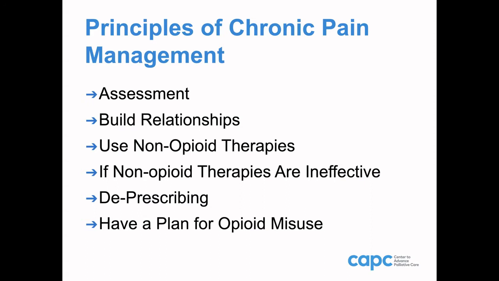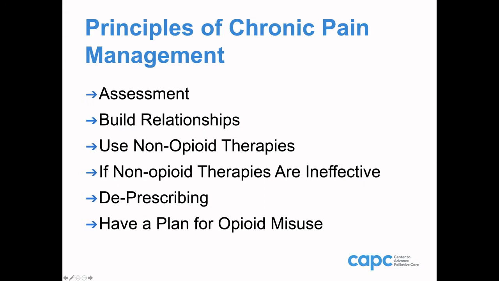And there's a blueprint for this, and it revolves around assessment, building relationships, knowing and using non-opioid therapies, knowing what to do if non-opioid therapies are ineffective. This is where opioid therapy comes in. Be comfortable with deprescribing. And I think one of the most important things on this slide, and we'll go a little bit more in depth on each of these, but have a plan for what happens.